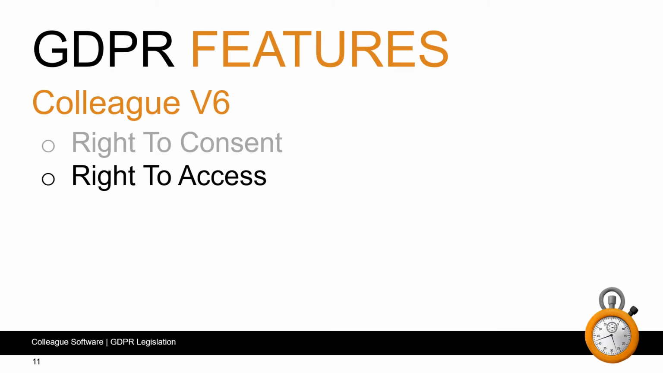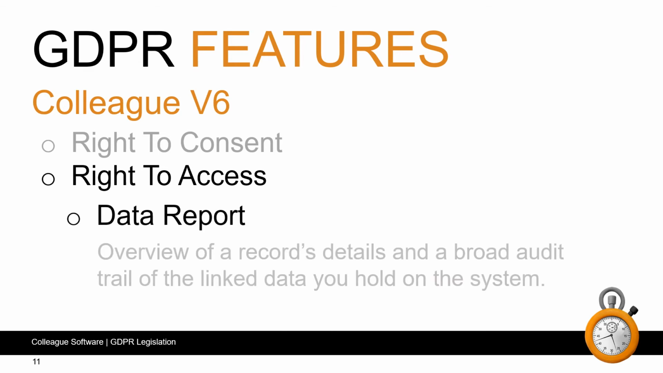Right to access is to cater for a candidate or contact's request to receive an audit of their data. This will come in the form of a data report, which will be run within Colleague and downloadable into Excel, Word or PDF formats.